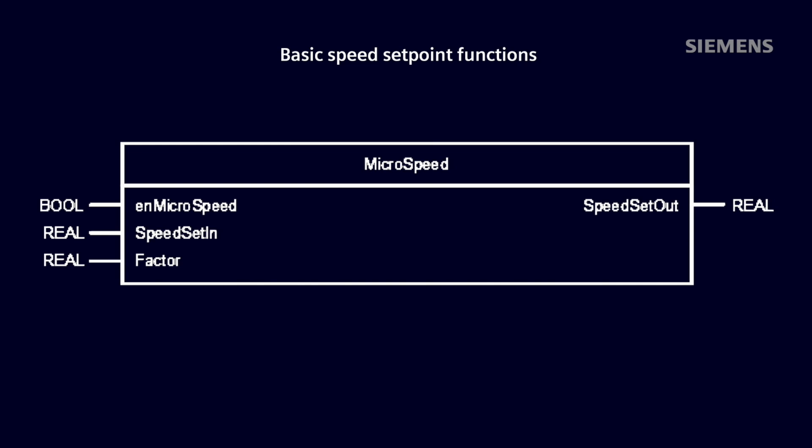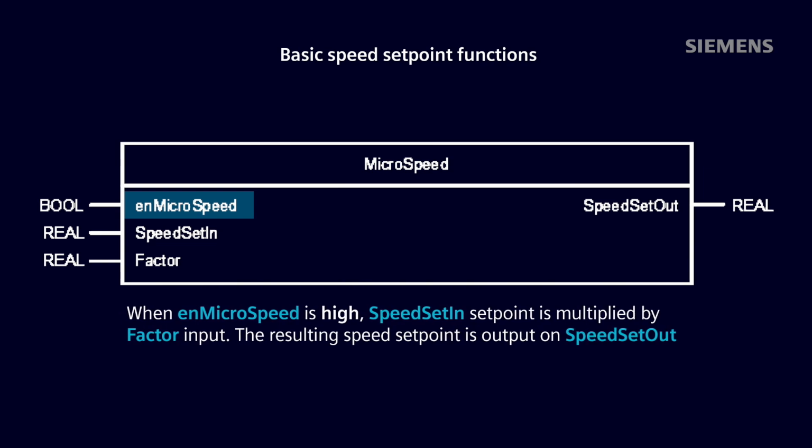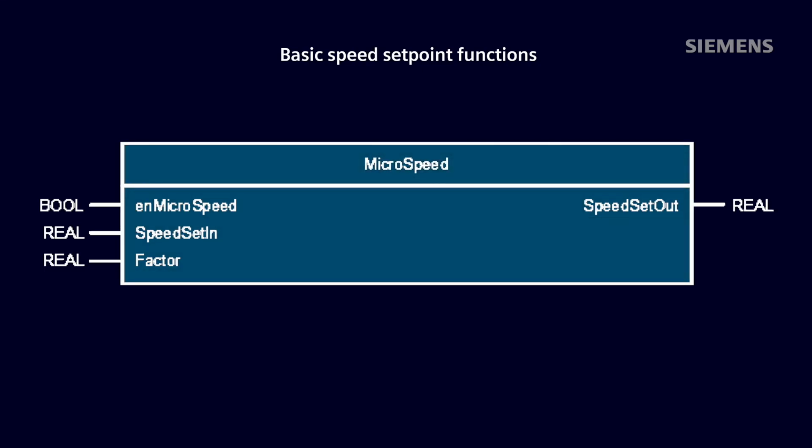During script setup of this block, you only have to parameterize a Boolean input that enables the microspeed block at n microspeed, as well as a factor input that can range from 0 to 1.0. When n microspeed is high, the speed set in set point is multiplied by the factor input. The resulting speed set point is output on the speed set out output. Once these parameters are set up within the script, you should be able to complete the rest of the script as previously described and test the microspeed block as shown.